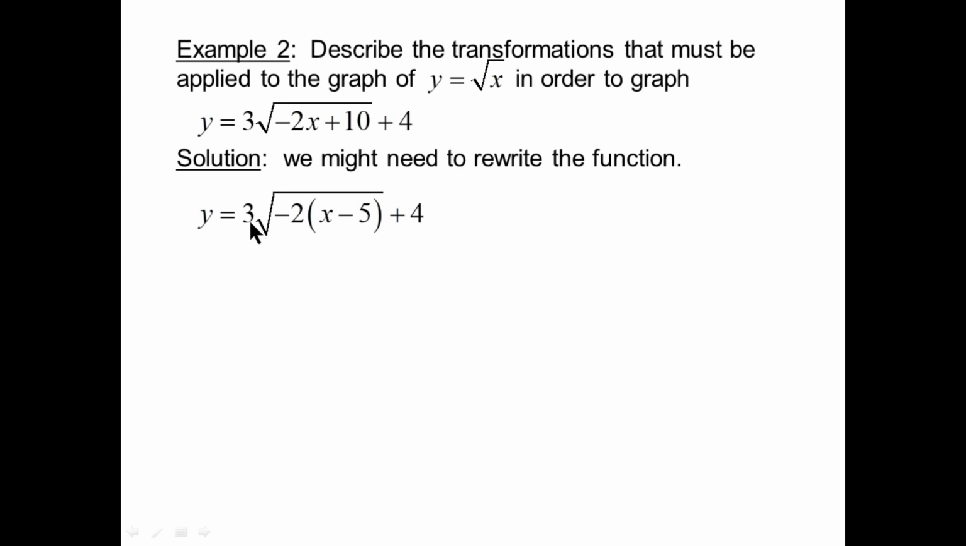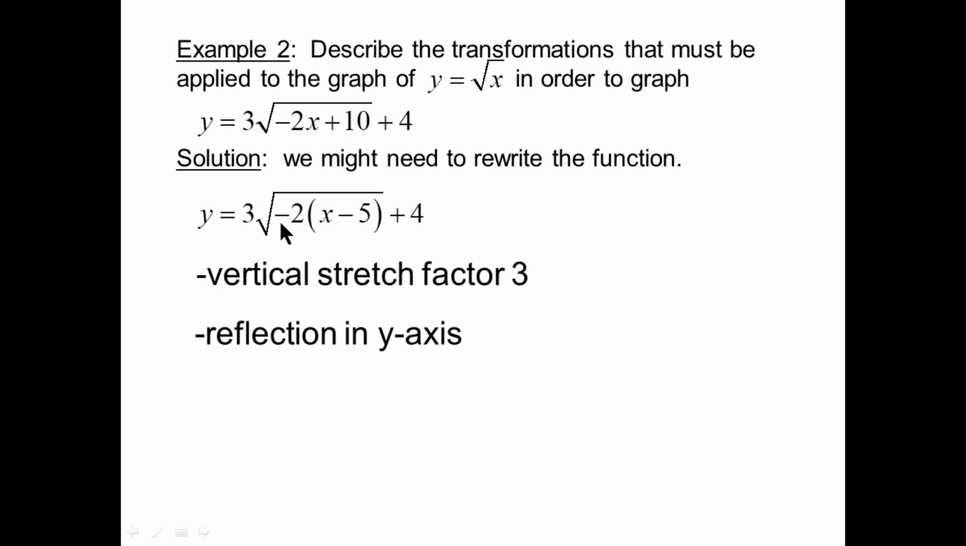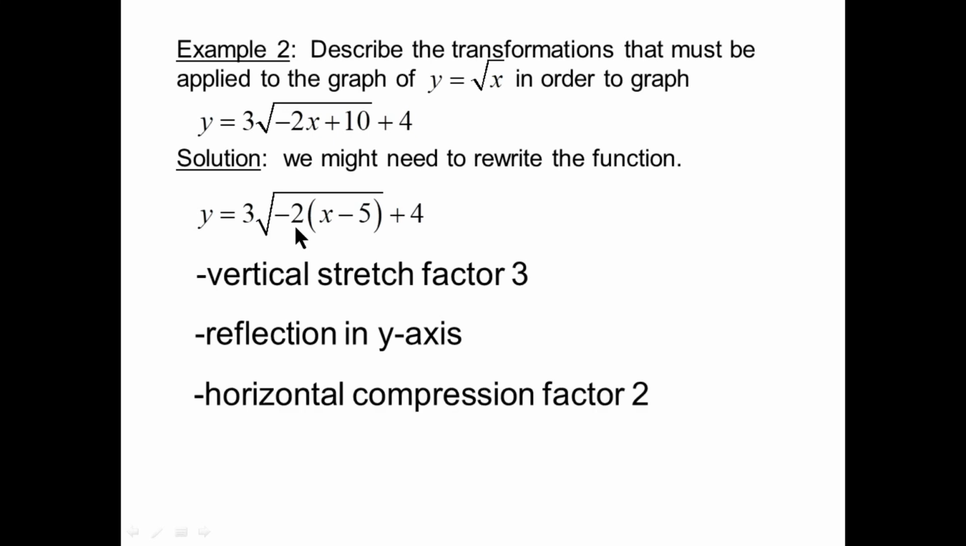Starting from the left and going to the right, the first thing we encounter is a 3, and that's a vertical stretch factor. The next thing we encounter is a negative sign on the x. Now this negative sign will be multiplied onto that x. So x got replaced with negative x, reflecting in the y-axis. This is a horizontal compression, factor 2. And this is a right 5 and up 4 shift. Putting them all together into one.